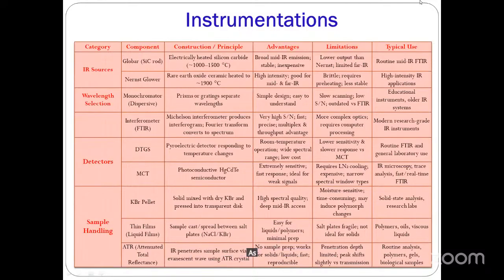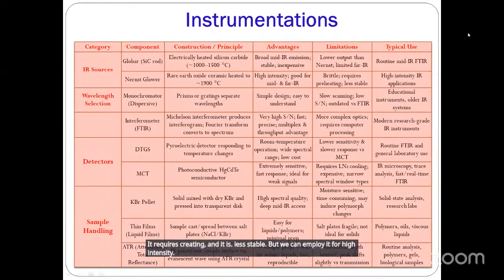As far as Nernst Glower IR source is concerned, it is having high intensity and it is good for mid and far IR analysis. And the limitations of this Nernst Glower, it requires preheating and it is less stable. But we can employ it for high intensity IR applications as it can withstand high temperature.